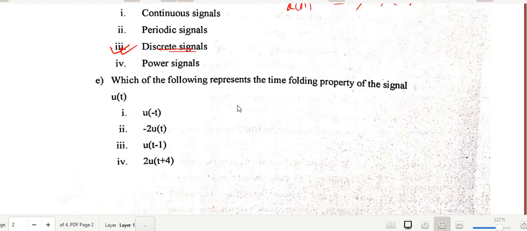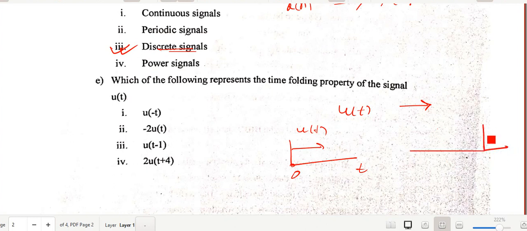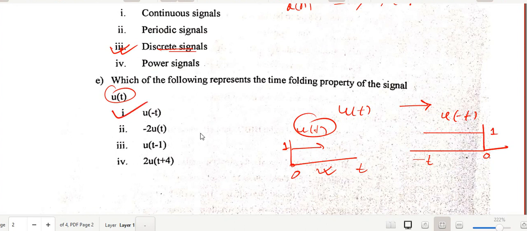Fine. The last question they are asking, which of the following represents the time folding property of the signal u of t. So if you fold u of t, meaning you have this signal u of t, what happens on folding? That means this is the 0 position, this is your time. If you fold or mirror it, a left-handed signal becomes right-handed, and a right-handed signal becomes left-handed. So it shifts, the 0 position stays, this becomes the minus t position, and here it will be 1. So this is your mirror. So the folding of u of t will be u of minus t, right? So the correct option is number 1.